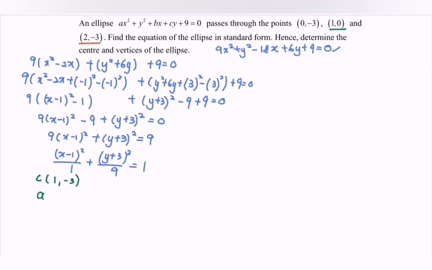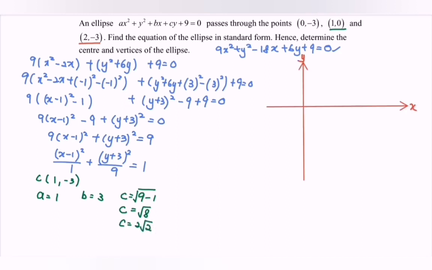So from here we will have number 1 where we have the center, which is (1, -3). Continue. We have the value a where we have 1. We have the value b where we have 3. We have the value c where we have the square root of 9 minus 1. So c is equal to square root of 8, or c equals 2 multiplied by square root of 2.